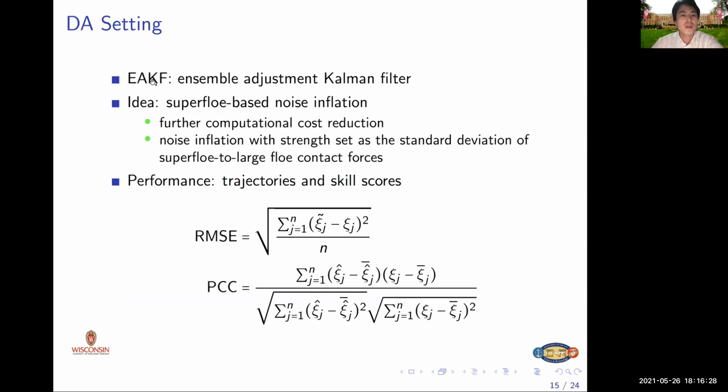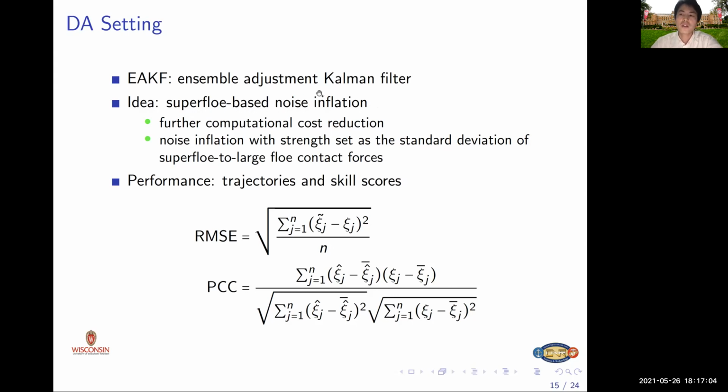We use the EAKF, the ensemble adjustment Kalman filter, just for simple illustration purposes. The idea is to use a superfloe-based noise inflation. Once we parameterize the original system with superfloes, we generate statistics on the contact forces, and then we no longer use the superfloes in the model equation. We just use them as a noise inflation.